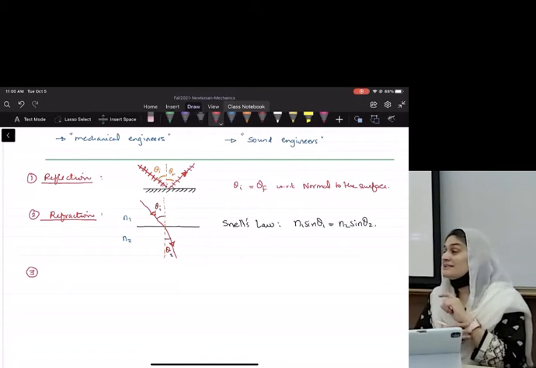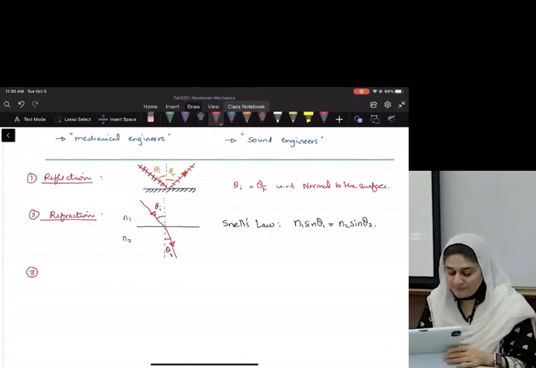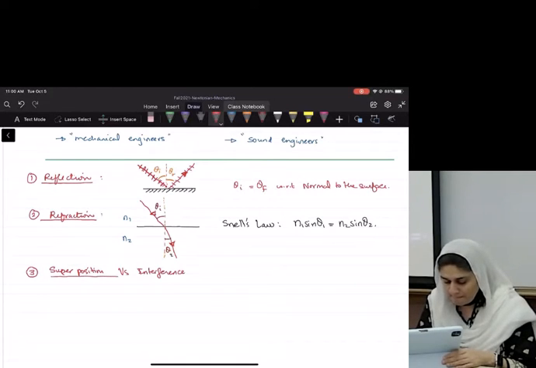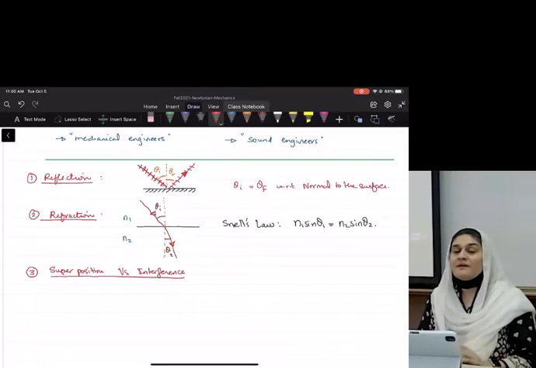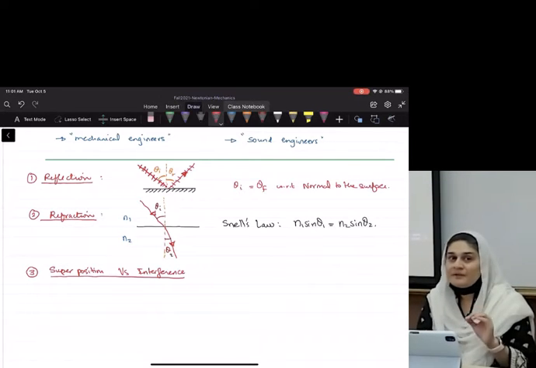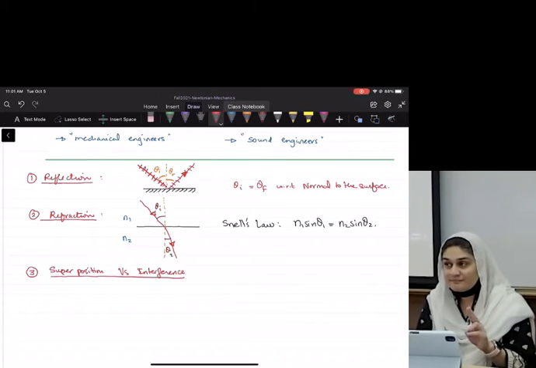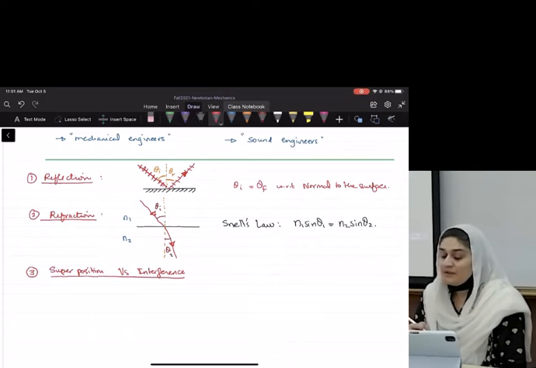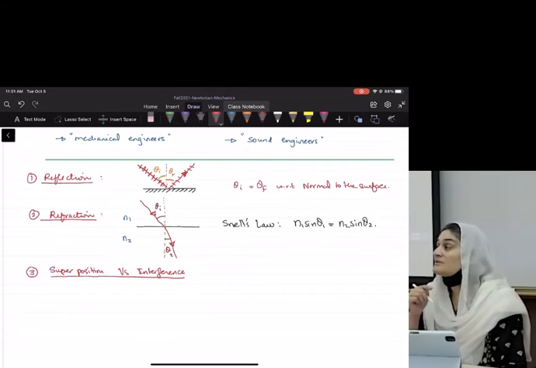Here's another concept that gets very confusing. I want you to be very clear about these two words. They are two sides of the same coin. Superposition is the phenomenon, and interference is what results.